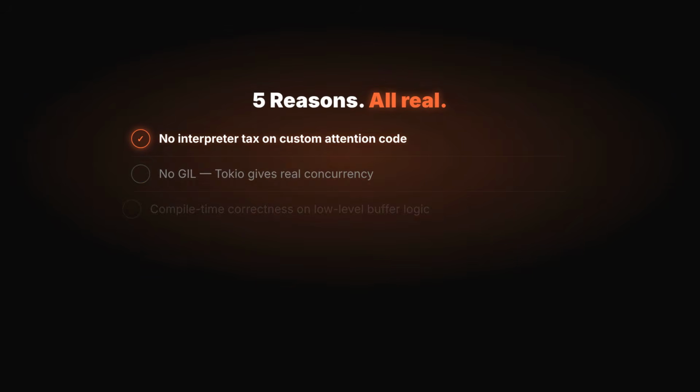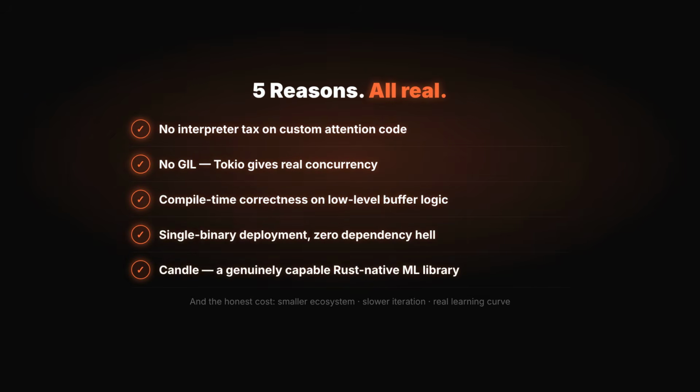So that's the real answer. Not "Rust is better than Python," but 4 specific reasons that made sense for this specific project. No interpreter tax on custom attention code, no GIL, so Tokio gives real concurrency, compile time correctness on low-level buffer logic, and single binary deployment with zero dependency hell. All of it only possible because Candle gave me a genuinely capable, fully Rust-native ML library to build on. And the honest cost: smaller ecosystem, slower iteration, and a real learning curve.